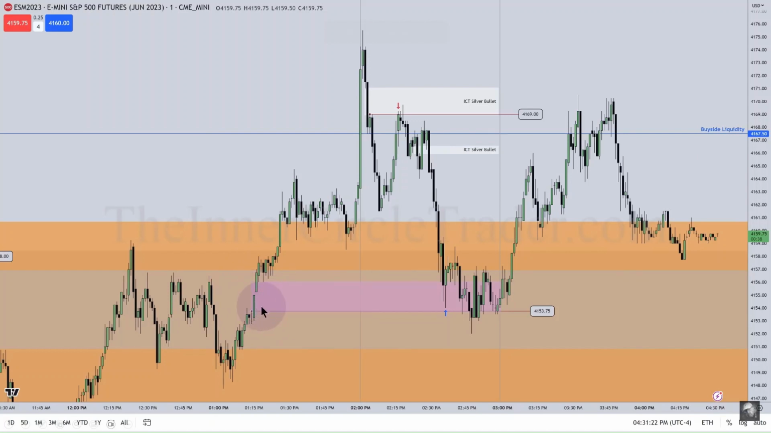I wouldn't aim for the low. Even though it did offer it, I would be closing right there as it got into that. So I'd be out there, or best case scenario, that one. And I would miss any further down movement here. And then I would not be engaging at all in any of this.